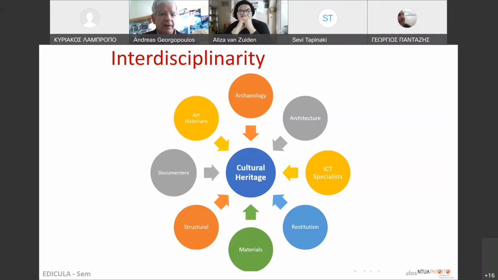And the rehabilitation of the Holy Edicule that we performed in Jerusalem is a fine example of many different experts from different, let's say, scientific origins. We have worked together for the final outcome.